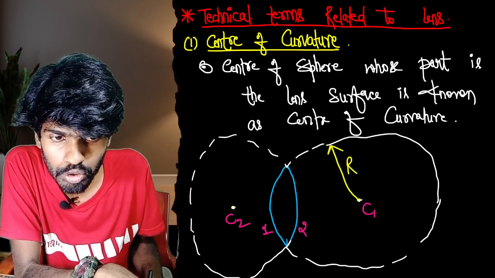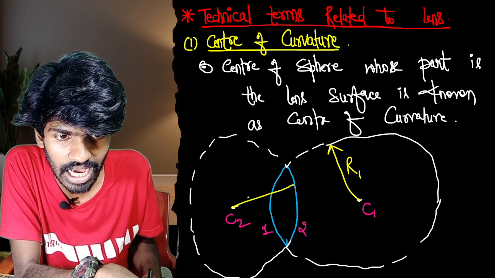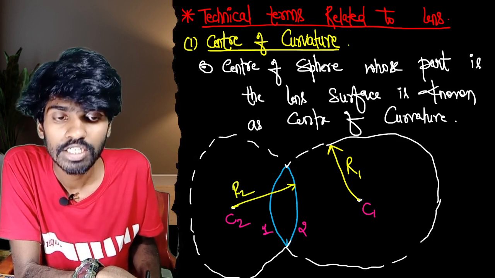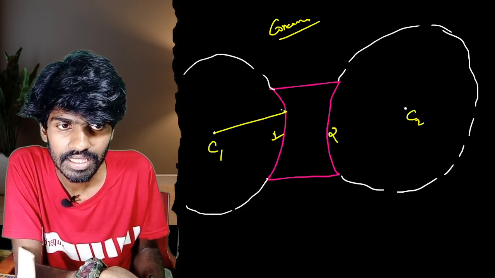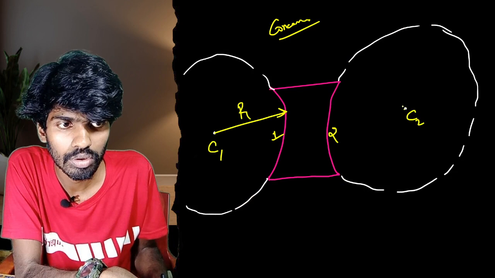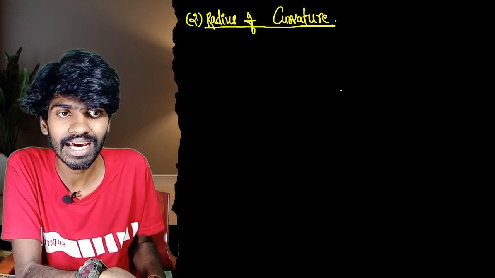Similarly, for this portion let us call this R1 and this R2. So these are the radii of curvature. Similarly, here you can also draw, this is R1, this is R2. Okay, so these are radii of curvature.